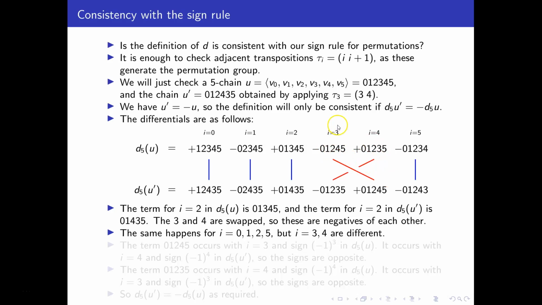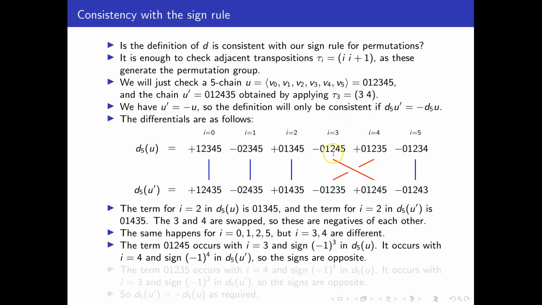But the 3 and the 4 case is just slightly different. Let's look at this term here, 0, 1, 2, 4, 5. That appears in D5U with the 3 missing, and it also appears in D5U prime. But this occurs at step 3 here, and it actually occurs at step 4 in D5U prime. So this one comes with a sign -1 to the power 3. This one comes with a sign -1 to the power 4, because this one appears in the I equals 3 slot and this one appears in the I equals 4 slot. So those are negatives of each other.